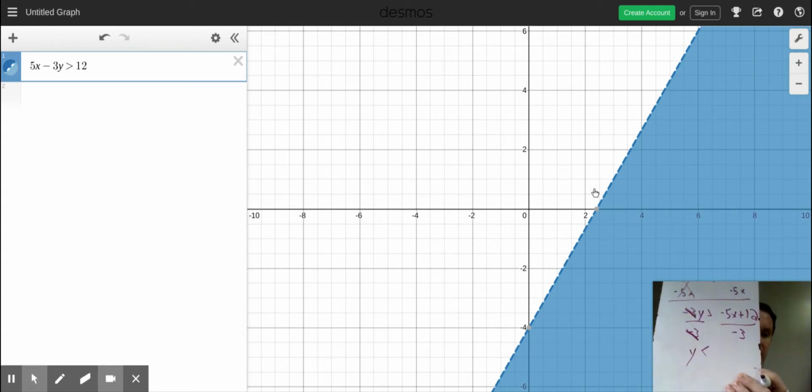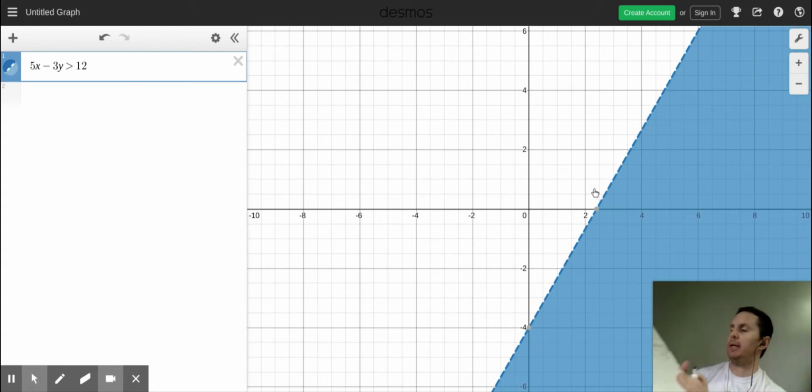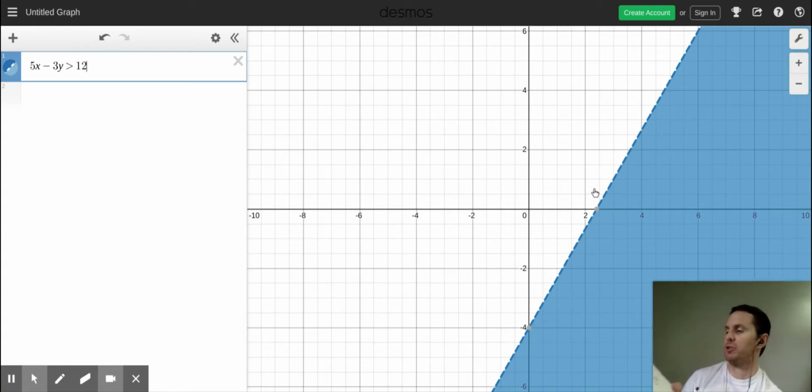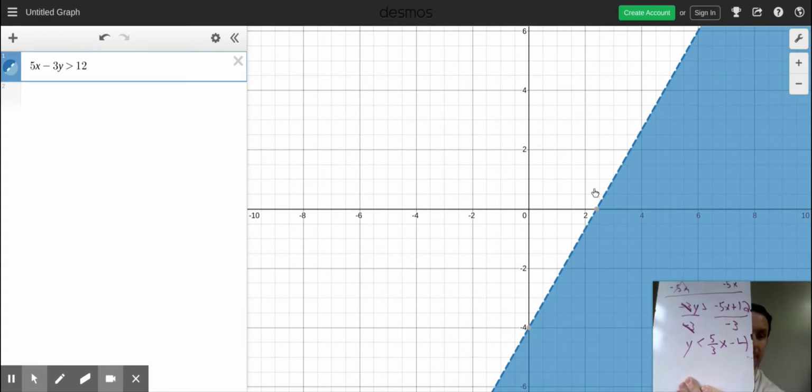And now we just do our simple division. So negative 5x divided by negative 3 just becomes that 5/3 x. Leave your fractions as fractions. Okay. Reduce them if necessary, but just leave it as an improper fraction. That's fine. Okay. And then minus 4 for the 12 divided by negative 3. Okay. There's your inequality. All right.